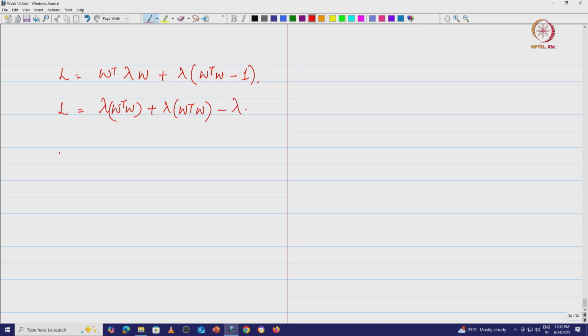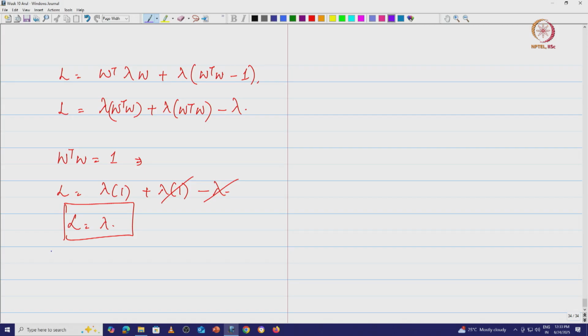Now, what is W transpose W? We were looking for a unit vector, therefore W transpose W is equal to 1. Which implies L is equal to lambda into 1 plus lambda into 1 minus lambda. So, these two get knocked off, and we get L is equal to lambda, right. So, we have to look for the eigenvector corresponding to the largest eigenvalue.